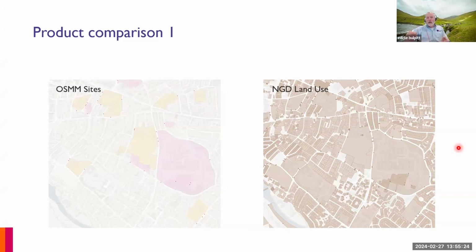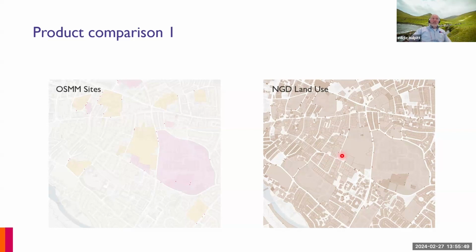So this has got a much further reach to people that want to use it. And this can ideally be used for identifying change in the land use over time. The features within the OS MasterMap sites layer are still included in the NGD land use. But of course, the NGD land use forms a much larger data set.